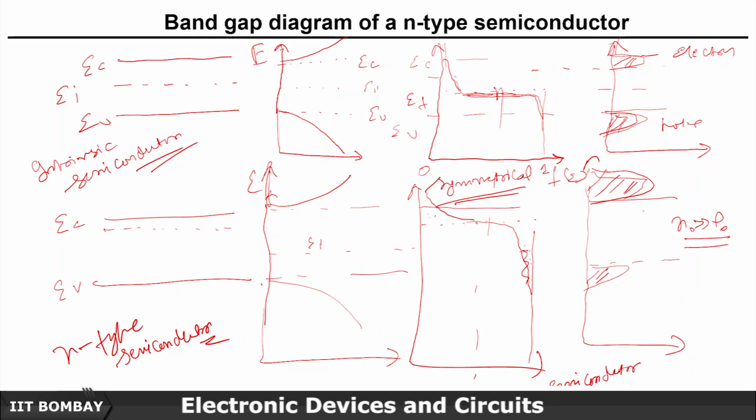I hope you could get some idea. Now you can draw the band gap diagrams, the Fermi function, and the carrier concentration with respect to the bands, showing which band has how much carrier concentration.